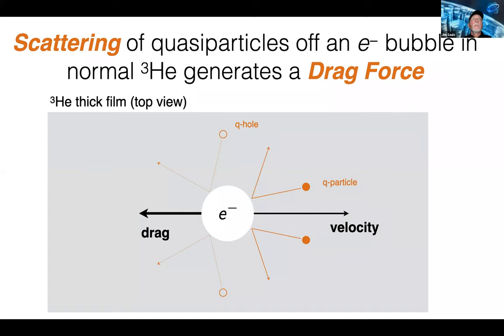So let's start in the normal phase. We apply an electric field and we push an electron through a gas of quasiparticles. It experiences a headwind from the excess collisions in the forward direction, leading to Stokes drag on the electron bubble. And in a Fermi liquid, there are two types of excitations, quasiparticles and holes, and both of them contribute equally to the Stokes drag on the bubble.